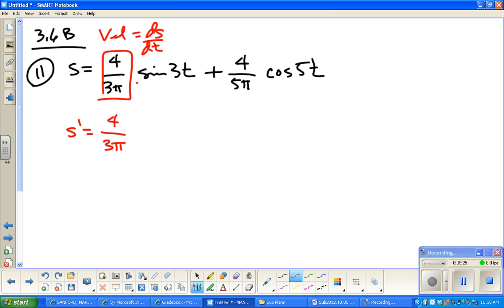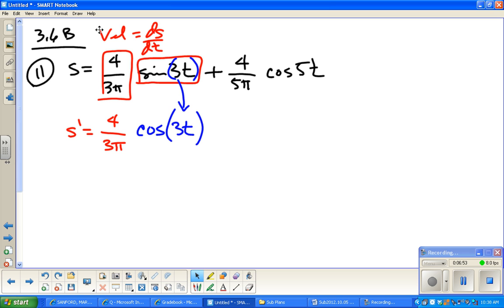Then I need to think, this is sine. Well, the outside function is sine. What's the inside function? The 3t is an inside function. This is still like an f of g of x or an f of u. So the derivative of sine is cosine, of the same thing that we had there. The inside is still the inside. What's different? Multiplied by the derivative of the inside, so the derivative of the inside is 3. So this first term, the whole 4 over 3 pi sine 3t, that part is done.